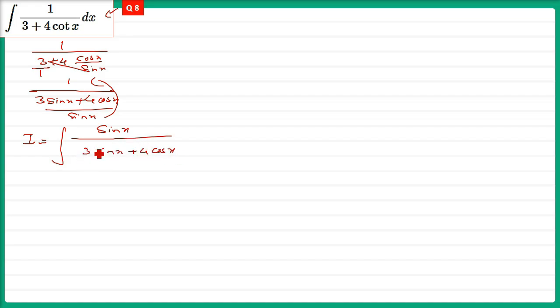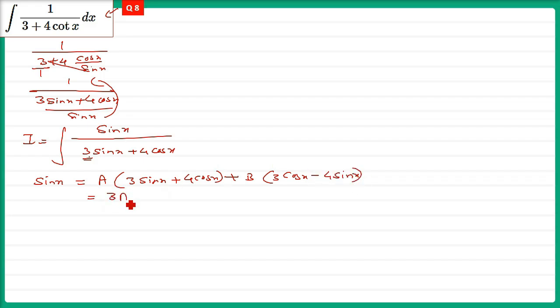Now you already know how to do this. In the previous questions, I have already shown you that sin x has to be represented in the form of the denominator, then the differentiation of the denominator. So sin x can be equal to a times the denominator plus b into the differentiation of the denominator. What is the differentiation? It's 3 cos x minus 4 sin x. Now if you want to add a constant, you can add a constant, ultimately it is going to come as 0. But still, multiplying inside: 3a sin x plus 4a cos x plus 3b cos x minus 4b sin x.